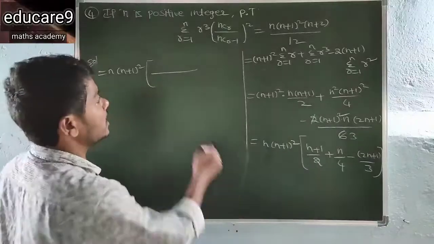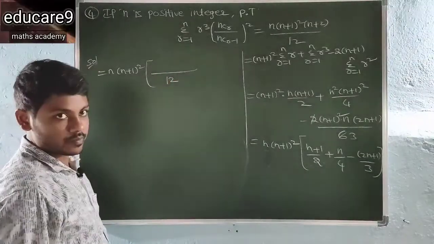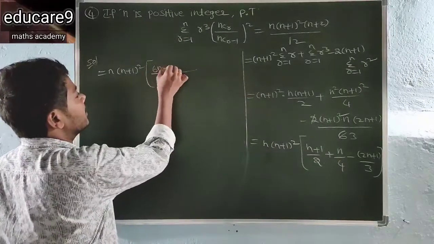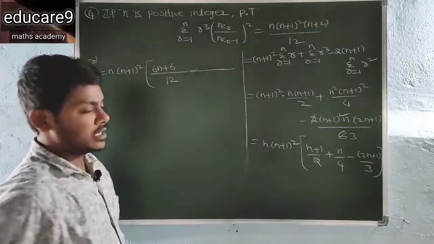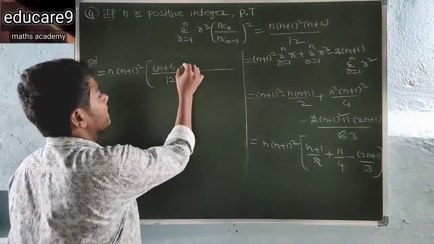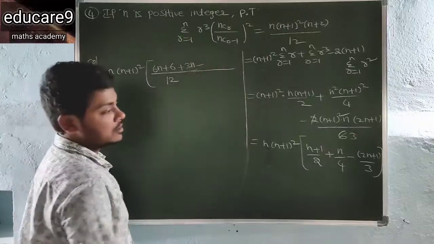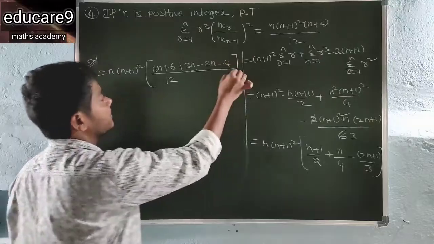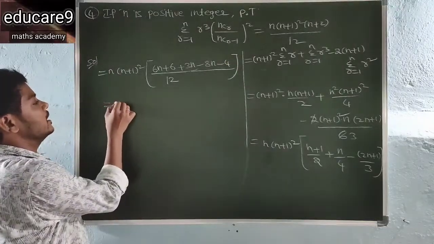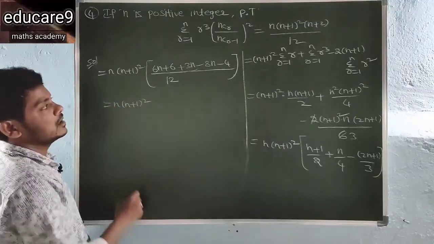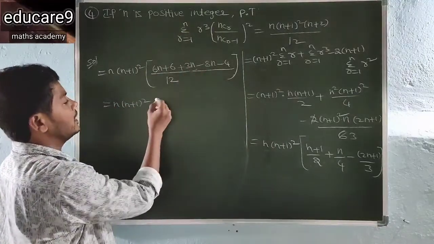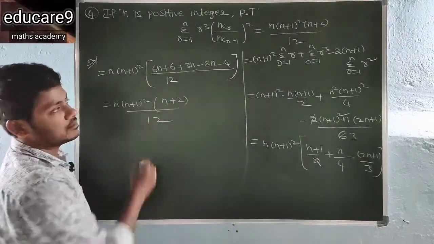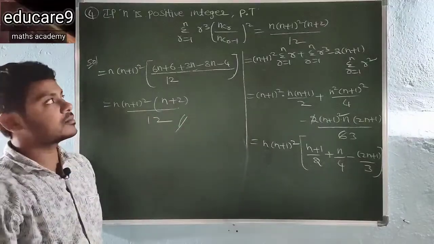So clearly the LCM is 12. Now 6 into (n plus 1), 6n plus 6. Next here 3n, minus 4 into this one, 4 into 2, 8n minus 4. Okay. Now this is n into (n plus 1) whole square, 6n plus 3n, 9n minus 8n, that is n, and 6 minus 4, 2. So divide by 12. So this is the RHS. Okay.